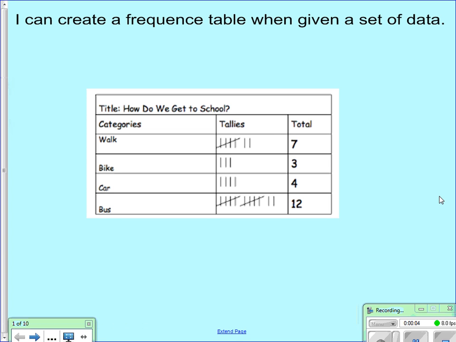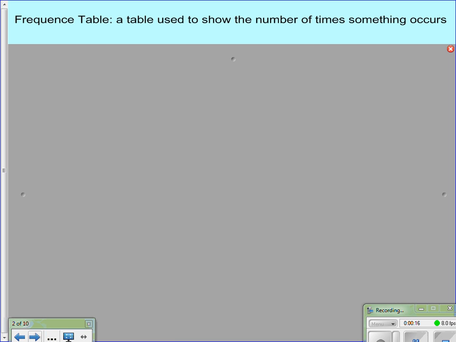Today we're going to learn about frequency tables. Our objective is: I can create a frequency table when given a set of data. Here's a little picture of what a frequency table looks like. Our definition of a frequency table.